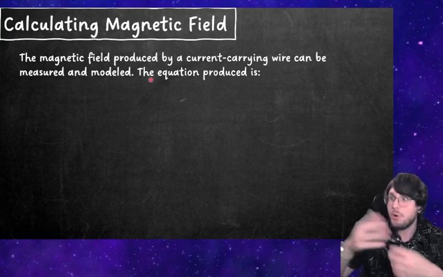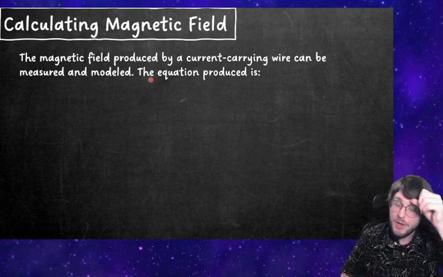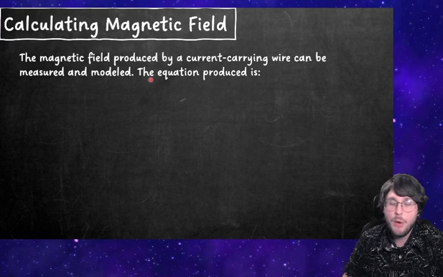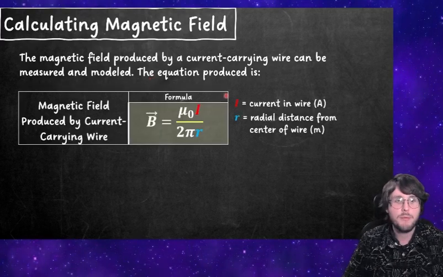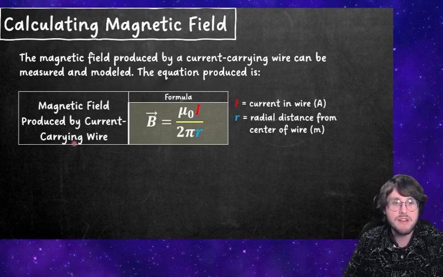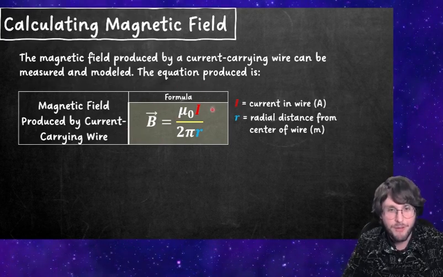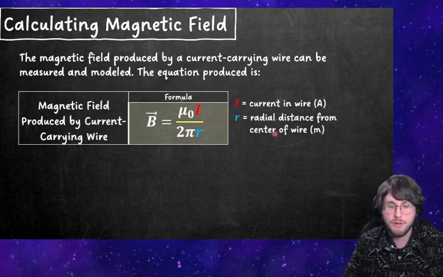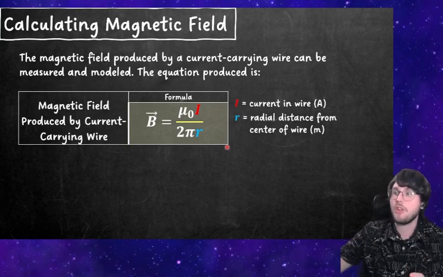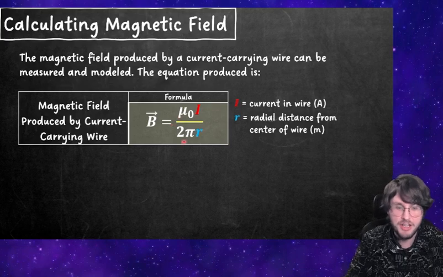Here, if we just put another wire in the vicinity of this other one, then we have a pretty good way of measuring the force. And with that, we can work our way backwards to figure out how strong the field generated by a wire actually is. So modeling this, we created this equation for the magnetic field produced by a current carrying wire. The magnetic field B is equal to this constant times the current in the wire I divided by 2 pi times the radial distance from the center of the wire. So this would be just the distance away from the wire if you were starting at the center.